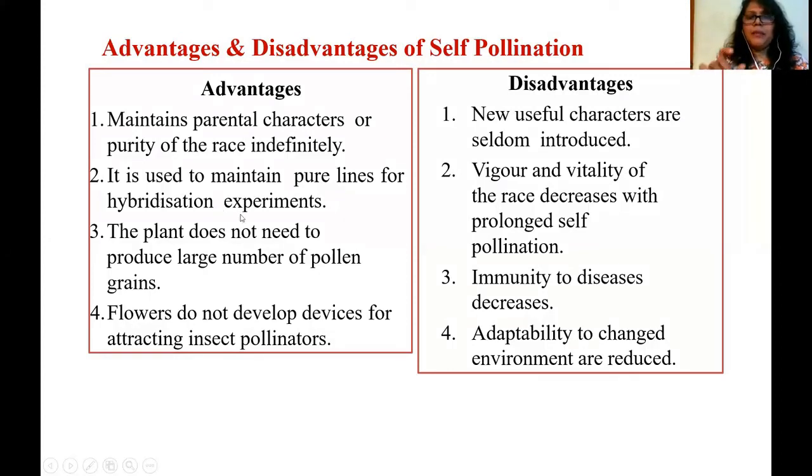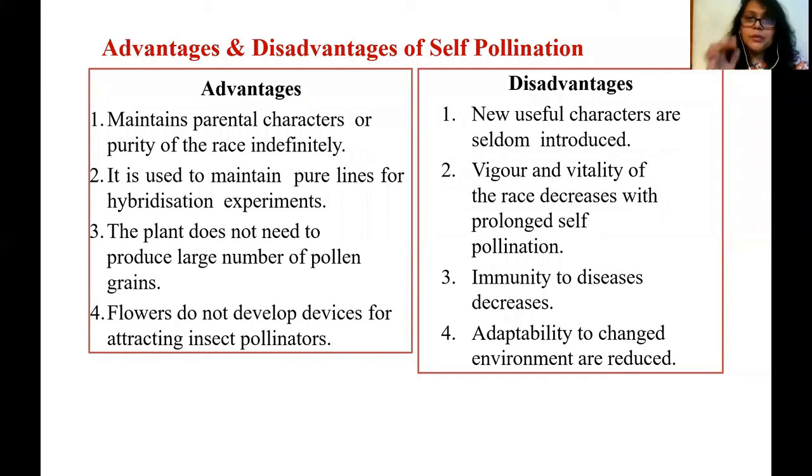Because of this advantage, self-pollinated plants are used in hybridization experiments for maintaining pure lines. Okay? And whatever little pollen is produced by self-pollinated plants is enough to fertilize its stigma. So there is no need for the plant to produce a large number of pollen grains. And because the flower need not attract insects or any other vectors for pollination, the flower does not develop any devices for attracting insect pollinators. So these are the advantages of self-pollination.